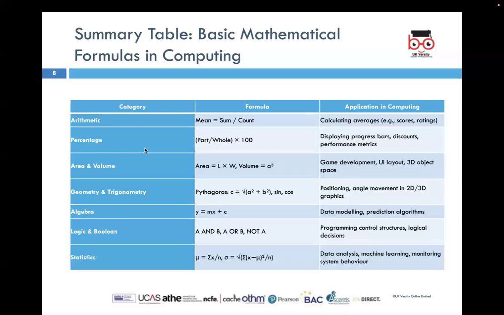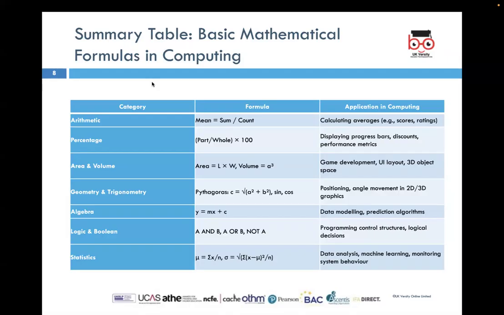So here's a summary table of the basic mathematical formulas in computing that we just discussed. Again, it's just repeating what I just discussed before. Arithmetic at the top. The formula is mean equals sum divided by the count, and the application in computing is calculating averages.